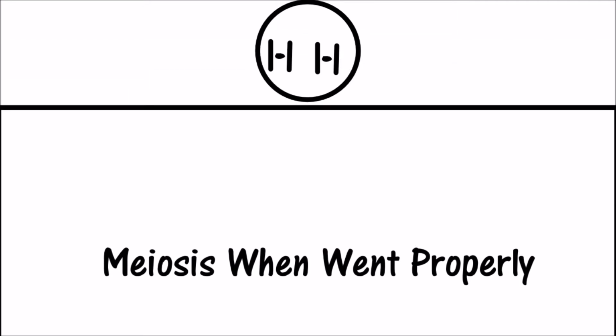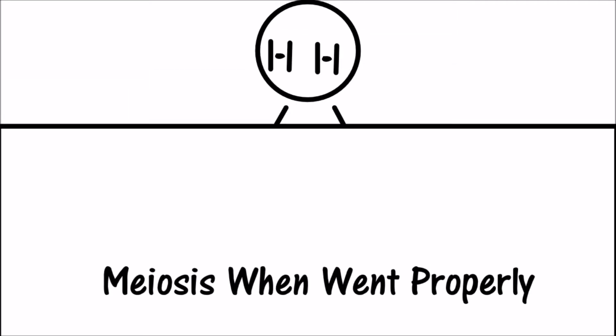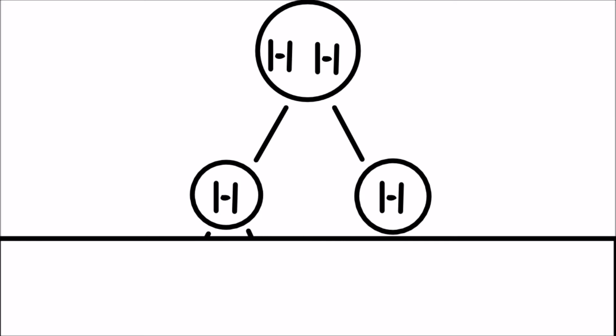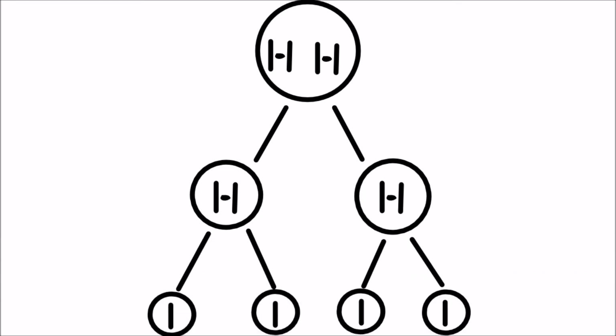Alright, so first I'll be showing you how the chromosomes should actually separate during meiosis. First, it starts off with a cell with a pair of chromosomes. And then when the cell splits, it should have one chromosome in one cell, and another chromosome in the other cell. This is meiosis 1. Those 2 cells will then split into another 2 cells each, which will both contain 1 chromatid each. This is how meiosis should go when done properly.